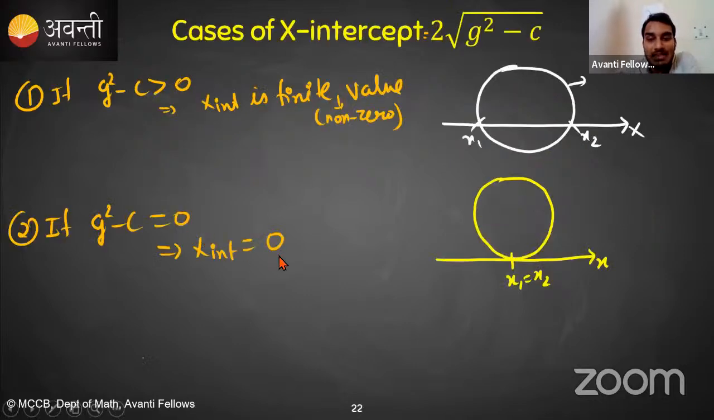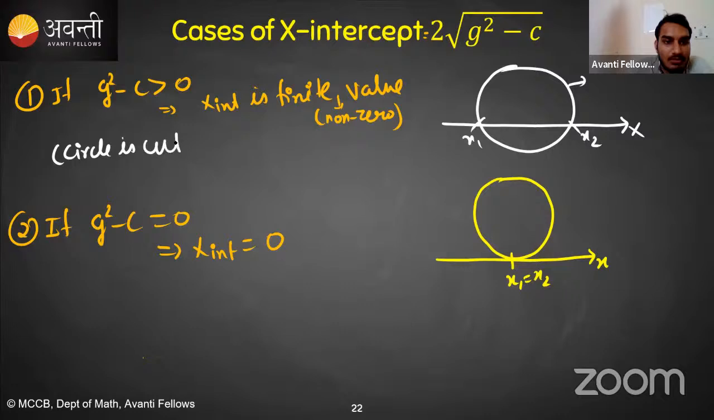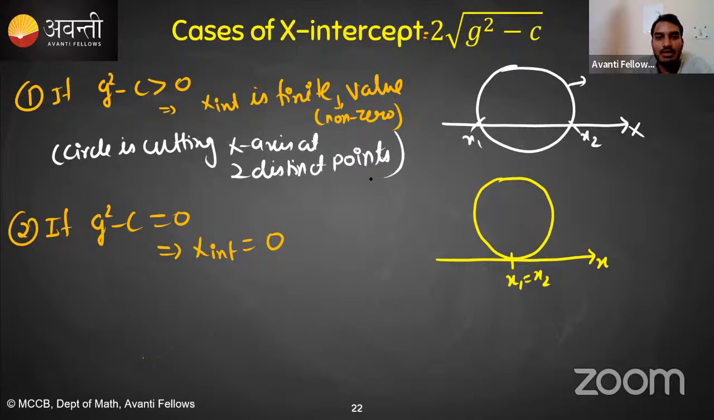In that case, circle is touching the x-axis. Okay, circle is touching the x-axis. So इसको थोड़ा और लिख सकते हैं ऐसे यहाँ पे, circle is cutting x-axis at two distinct points. Okay, थोड़ा और क्लियर हो जाएगा.